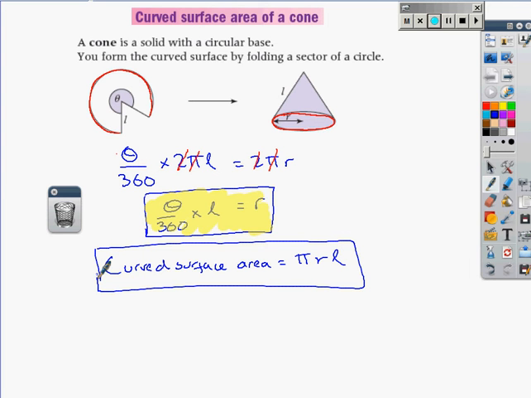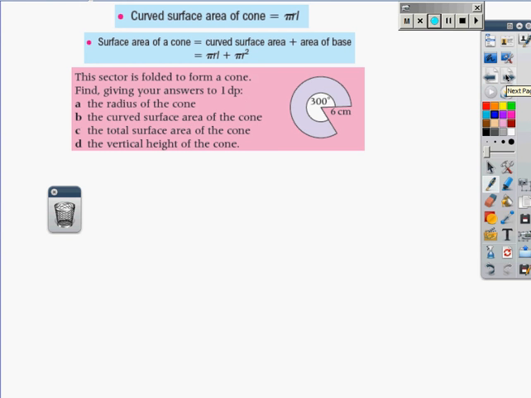And again, if we wanted to work out the total surface area of our cone, well, that would be the surface area of the curved part given by pi r L plus the surface area of the base, and that's a circle, so that's just pi r squared. So two formulae there, one you don't have to remember and one that you do. So let's now use that for a question.